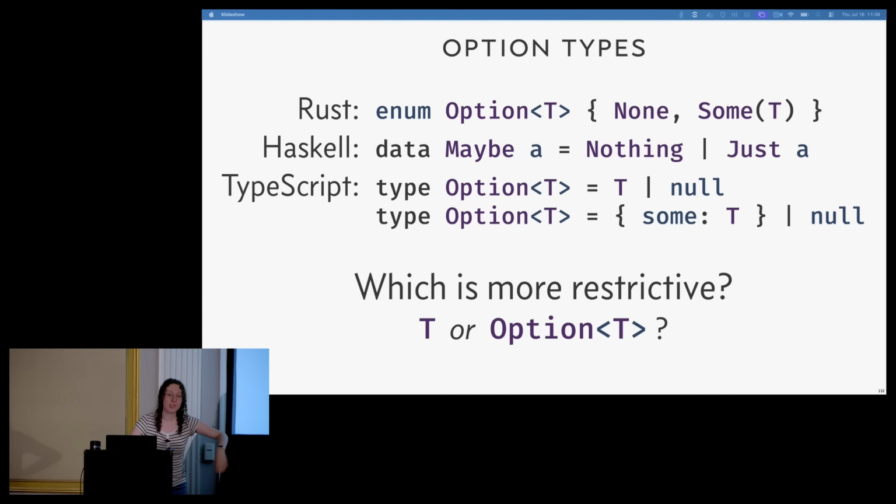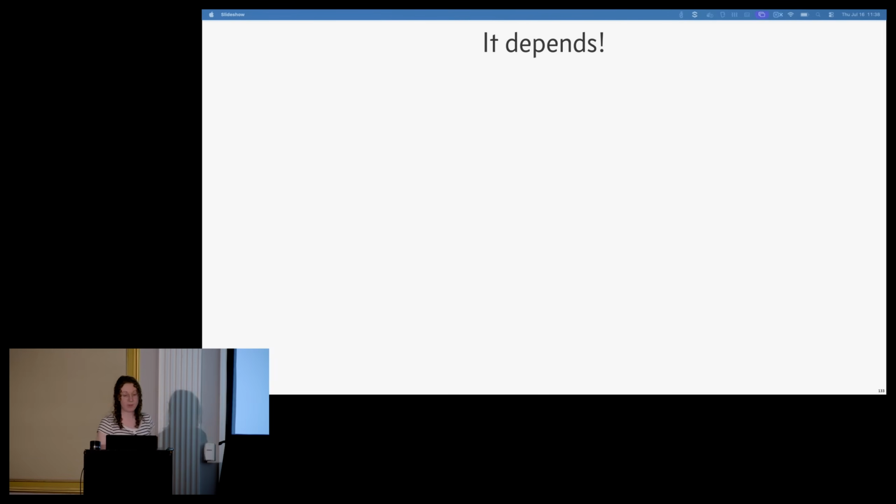What do you think? Show of hands, how many people think that t is more restrictive? How many people think that it's option t that's more restrictive? Much smaller number. And I mean, this is kind of a trick question. In some sense, certainly the set of potential values, the positive space of option t, is larger. But really, it depends on how we actually go about using these values.